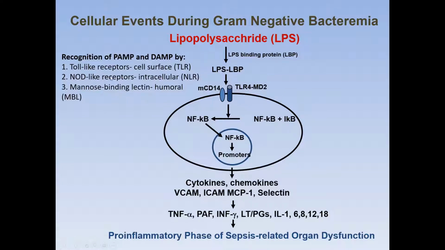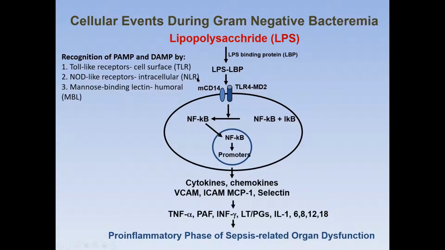Then we have the NOD-like receptors, which stand for nucleotide-binding type of receptors. These are intracellular, and the reason is that once the microorganism is internalized inside the phagocytic cell or other non-phagocytic cells, then to be recognized, you need intracellular receptors. And these receptors mostly recognize the genome of these infectious agents, RNA or DNA.